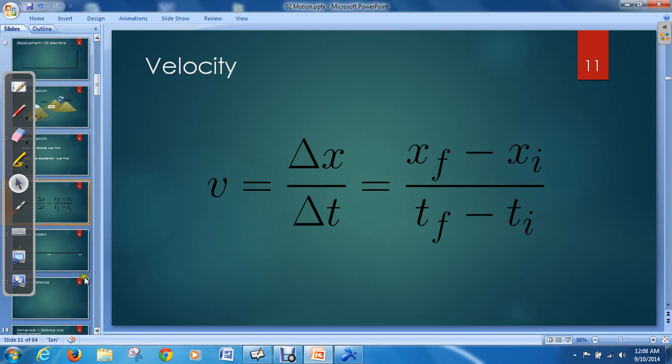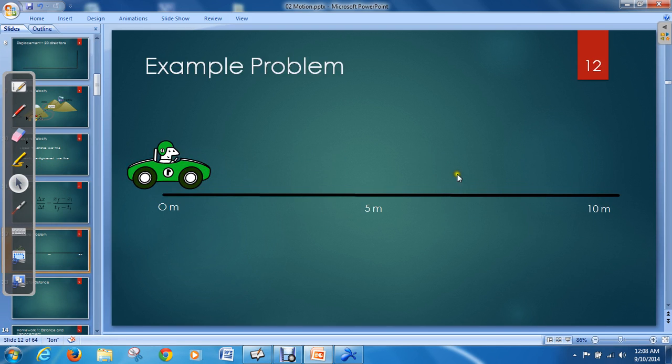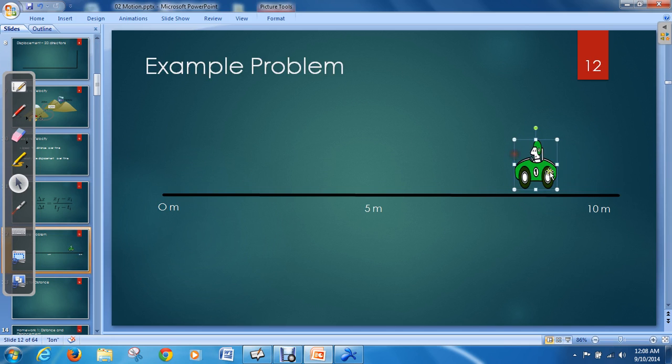Again, same thing with the car. He moves over here, turns around, comes back, and let's say it takes him 5 seconds to do that. His distance was 15 meters again, so his speed would be 3 meters per second, 15 over 5. But his displacement was only 5 meters, so his velocity would be 5 over 5, or 1 meter per second.